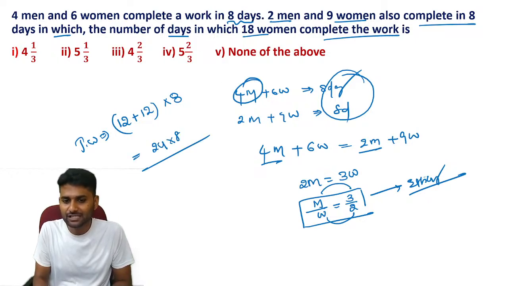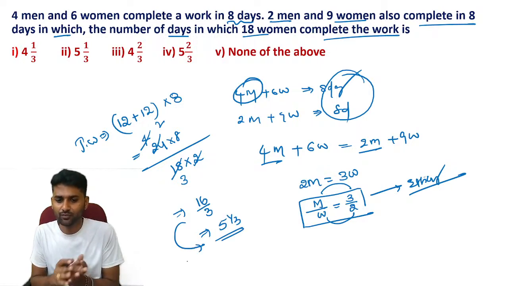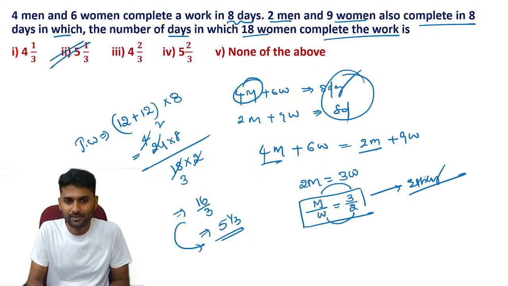Now we are assigning this work to 18 women. So 18, and women's efficiency is 2 units. Go through the further calculation. Now see, 6 is 3 times 2, 6 is 4 times, again 2 exactly 2 times. Finally 16 by 3. As a mixed fraction, 16 by 3 becomes 5 1 by 3 days.